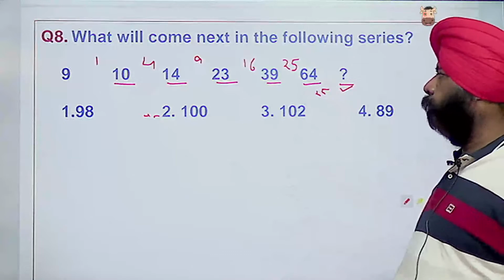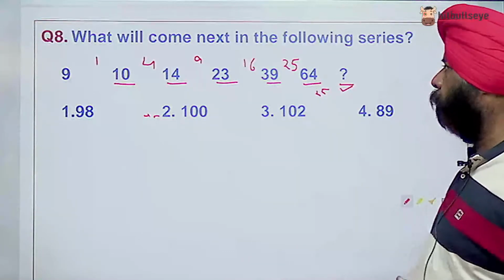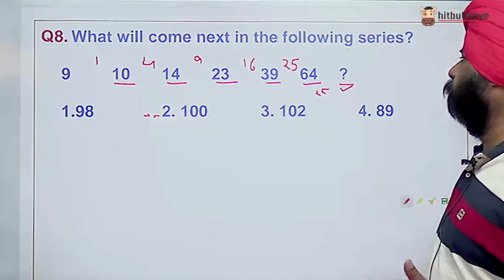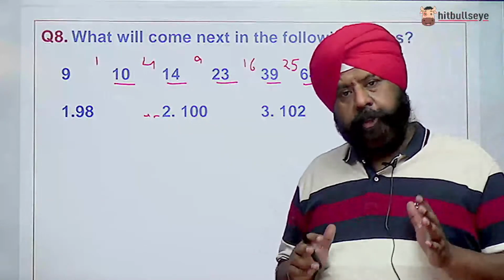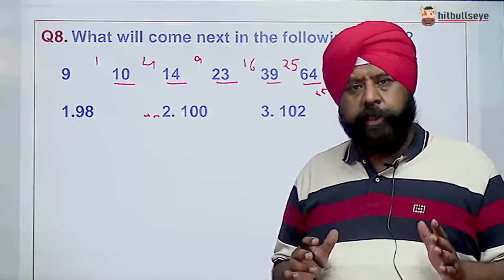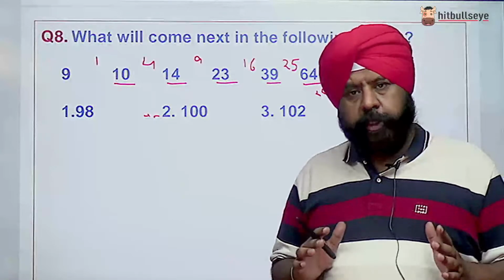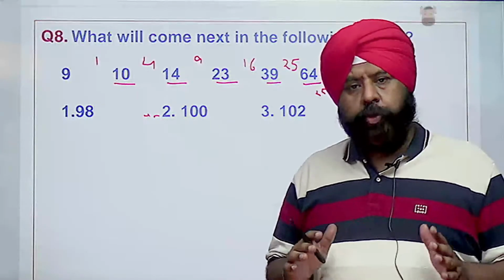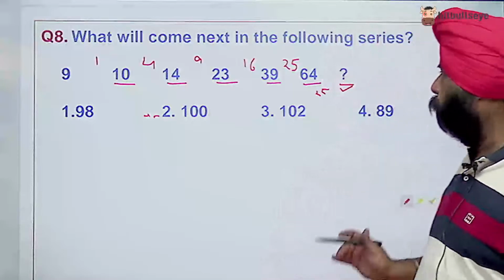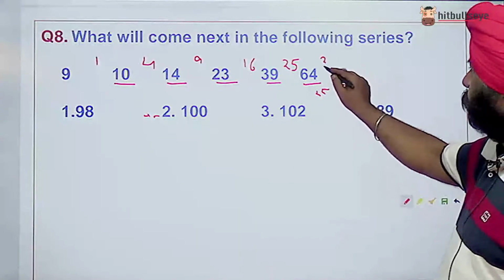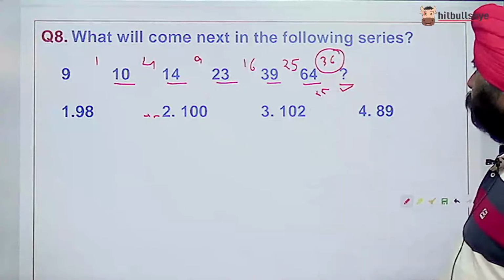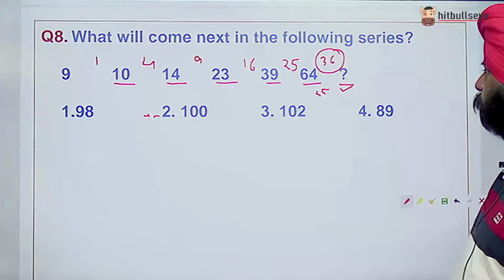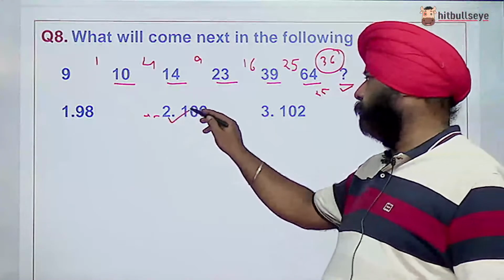I hope when you see 1, 4, 9, 16, 25, what strikes you? What comes to your mind? Yes, you are absolutely correct. It's 1 square, 2 square, 3 square, 4 square, 5 square. So the next gap should be of 6 square, that is 36. Yes guys, when you add 36 to 64 you get 100 as the answer.